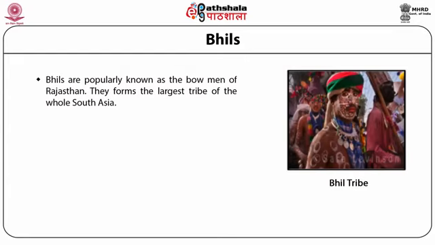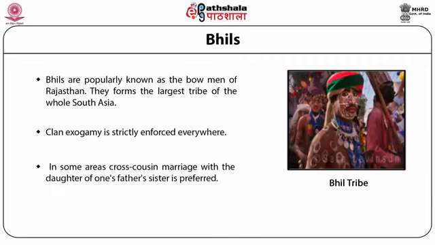Bhils are popularly known as the bowmen of Rajasthan. They form the largest tribal group of the whole of South Asia. Bhils are mainly divided into two main groups: the Central or Pure Bhils and the Eastern or Rajput Bhils. The Central Bhils are found in the mountain regions in the Indian states of Madhya Pradesh, Maharashtra, Gujarat, and Rajasthan. Bhils are also found in the northeastern part of Tripura. Clan exogamy is strictly enforced everywhere.